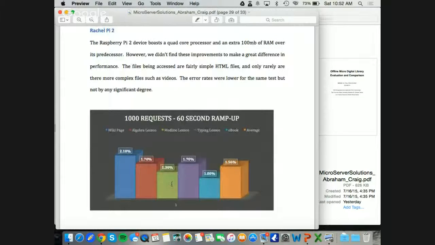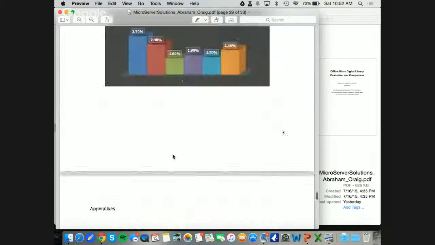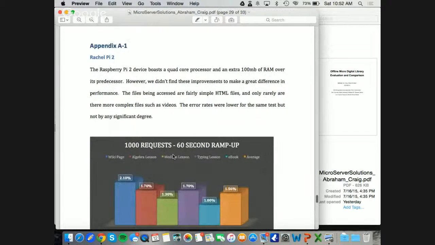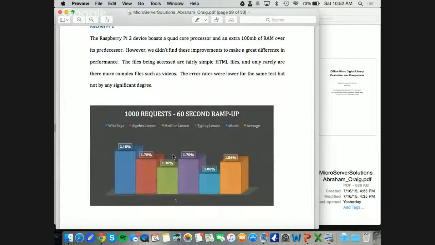2.1 and 1.5. Yes, it was lower. It does have faster processors, so the error rates were a little bit less. And I believe we are accessing the same exact pages here: algebra lesson, headline typing lesson. Yeah, we're accessing the same exact pages, but only slightly different error rates.